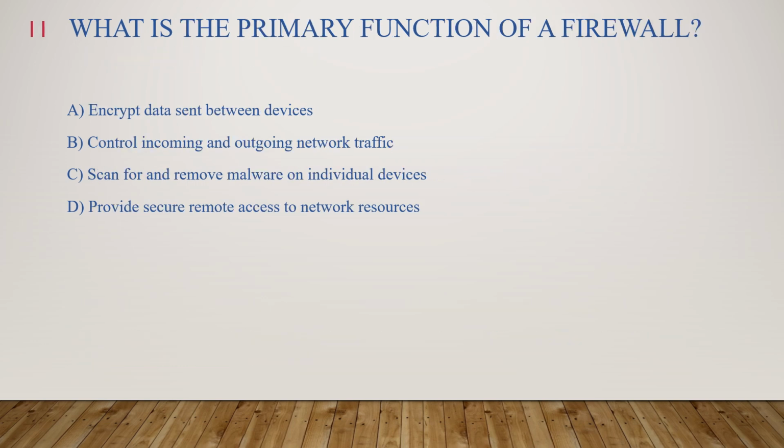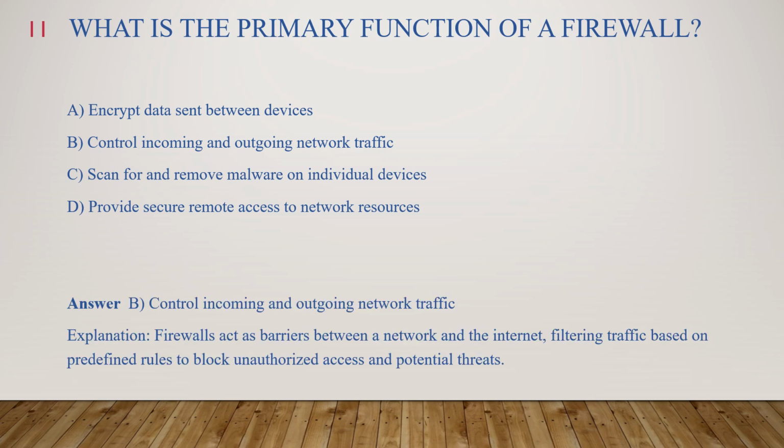Question number 11. What is the primary function of a firewall? A. Encrypt data sent between devices. B. Control incoming and outgoing network traffic. C. Scan for and remove malware on individual devices. D. Provide secure remote access to network resources.